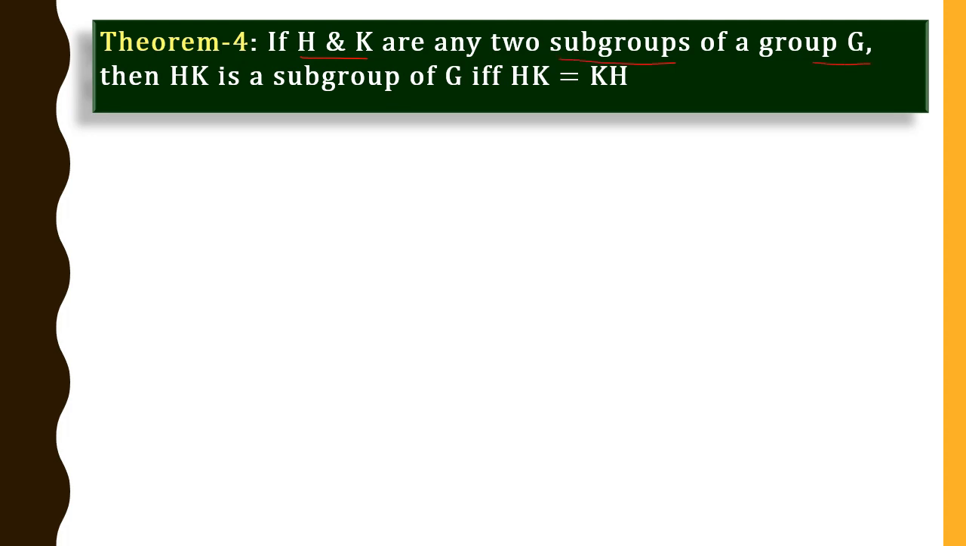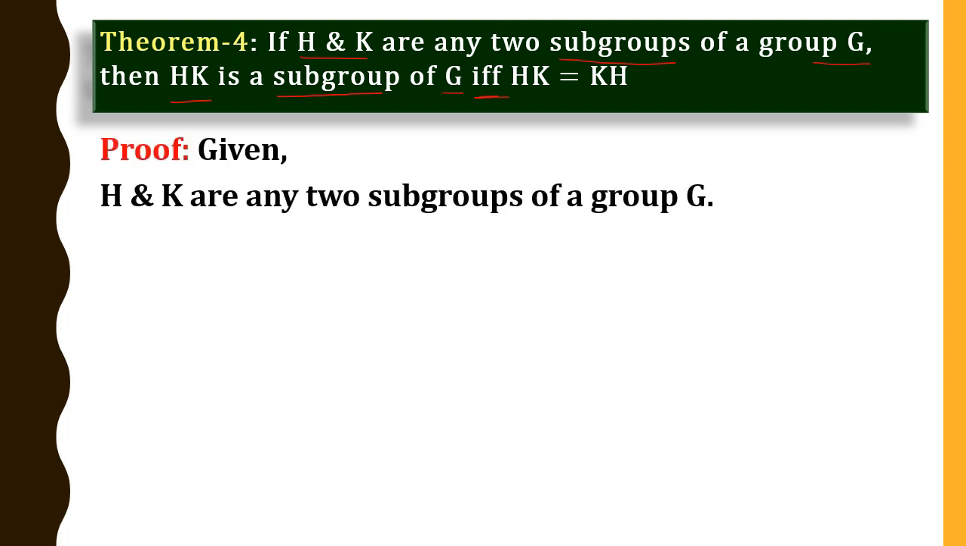And what we have to prove? Then their product, that is HK, is a subgroup of G if and only if HK is equal to KH. So again we have if and only if. We shall consider two cases. Before that we shall write what is given. So given H and K are any two subgroups of a group G. So understand carefully what we know about H and K. H and K are subgroups of group G.